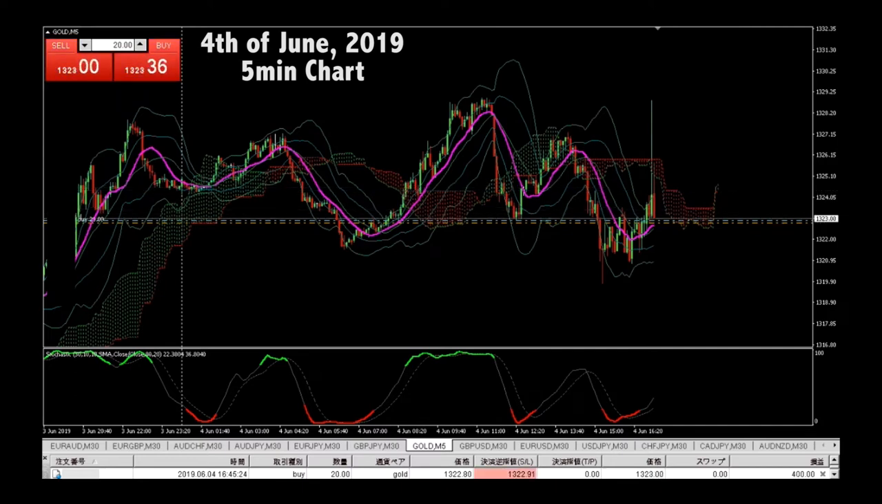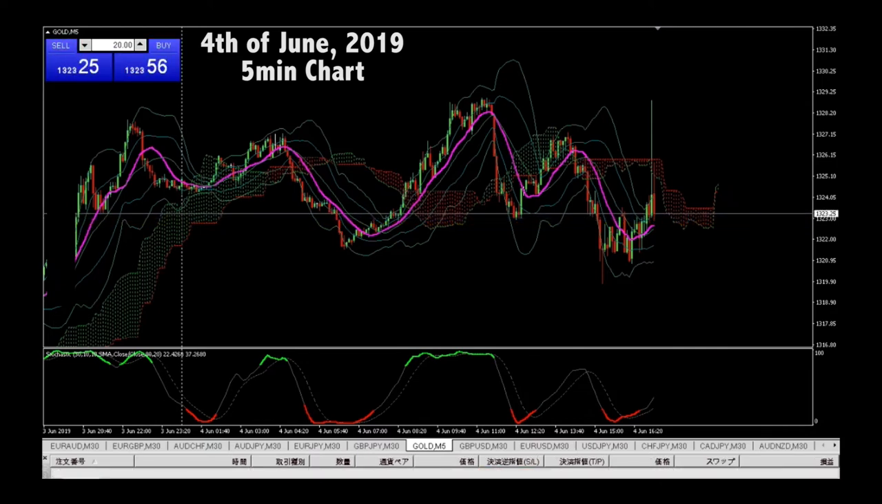Looks like it's hitting the SL. Yeah, it did. It's okay. I will look for another chance to buy.